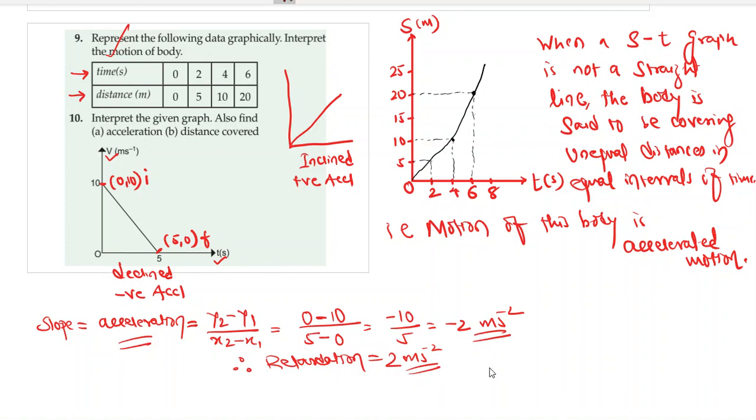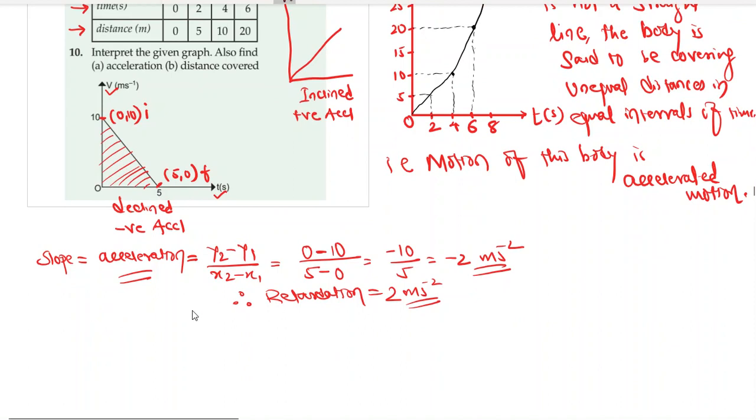How much is the distance covered? How can we find the distance? Distance is the area under the graph. Now, the people who are raising this doubt, I hope that you have not forgotten what I have taught. I've taught this in my last class, that if you want to find distance from a VT graph, you have to find area under the graph.